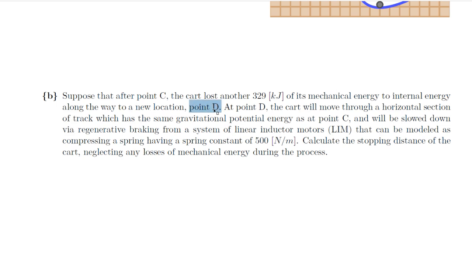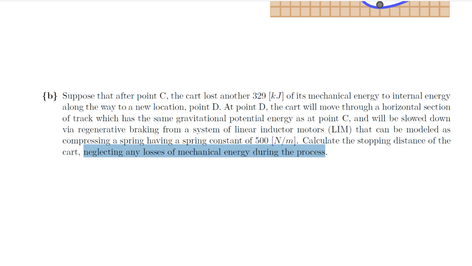Not drawn in the picture, but there's a point D somewhere beyond the picture after you pass through point C. At point D, the cart will move through a horizontal section of the track, which has the same gravitational potential energy as point C. The cart will be slowed down via regenerative braking from a system of linear induction motors. These are a lot of extra details that you won't need to solve the problem. Just wordy. That can be modeled as compressing a spring having a spring constant of 500 newtons per meter. Calculate the stopping distance of the cart, neglecting any losses of mechanical energy during that process.